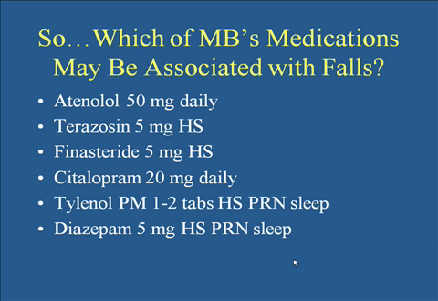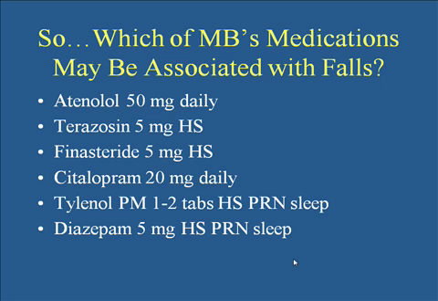So let's go back to MB and see if we have a little bit more knowledge here, if we can make some decisions about MB's falls. Based on the evidence that we've evaluated, it appears atenolol probably is not going to be one of the leading culprits. However, we would certainly want to take blood pressures and pulses and see that we're not using an excessive dose. Terazosin, we didn't look at in particular in any of the studies. It is classically an antihypertensive.